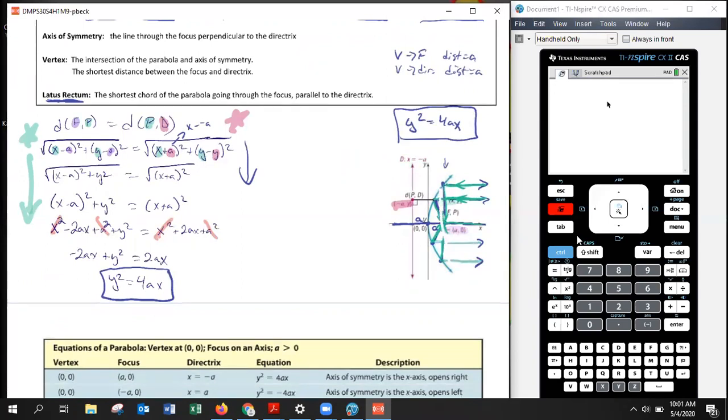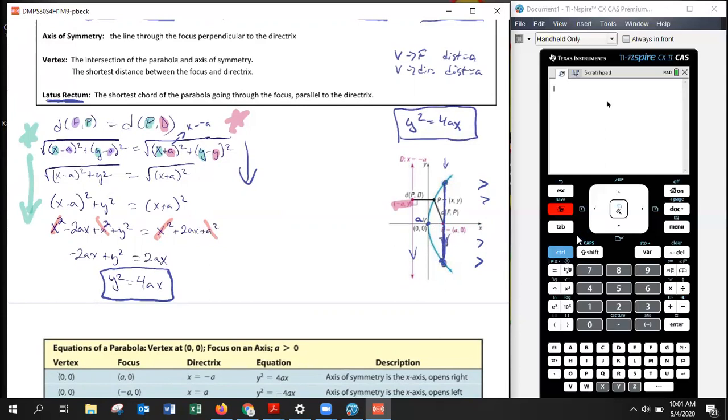So let me go ahead and erase all of those so I can show you the latus rectum. The latus rectum is the shortest chord that goes through the focus and ends up being parallel to the directrix. So if you look at that, these two are parallel.